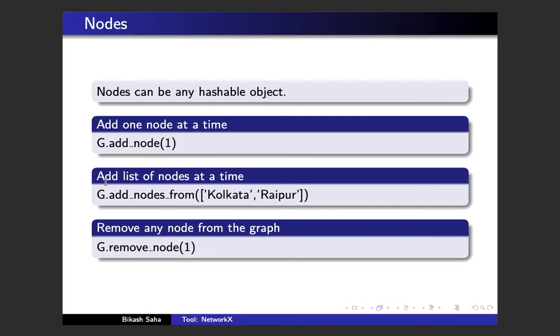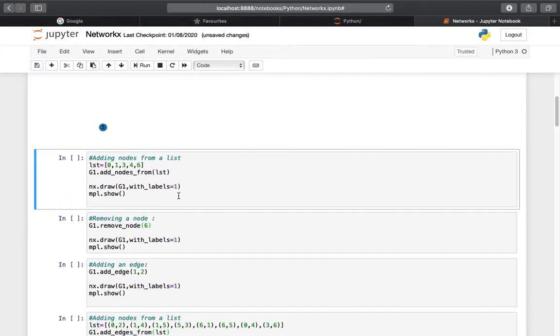So, add a list of nodes at a time. We can add a list of nodes at a time using this command, add_nodes_from with Kolkata and Raipur. This function will basically create two nodes, Kolkata and Raipur, and add them to the graph G. So you can see here I create a list.